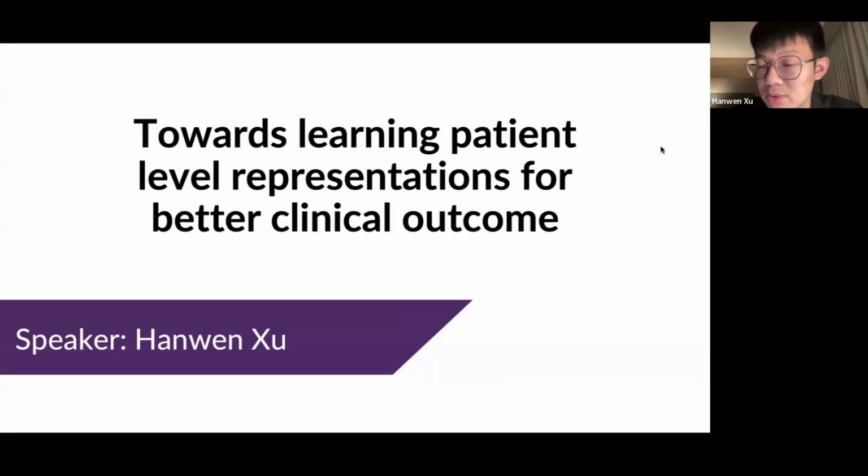Today I'll be sharing our recent work on building histopathological foundation model. I will try to begin with a broader perspective, like how we learn the patient level representations by integrating diverse kinds of image modalities that can unlock valuable insights and potentially offer better clinical outcomes.